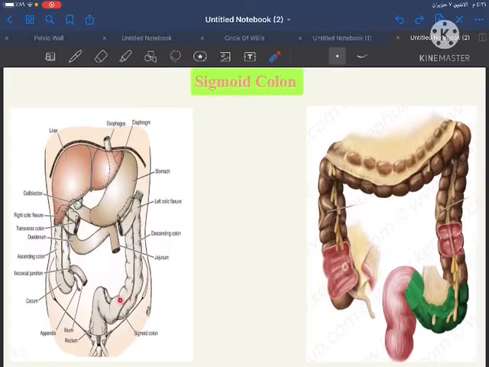Sigmoid colon. The sigmoid colon is located in the pelvic cavity as a continuation of the descending colon. The length of this colon is 25 centimeters, and in some persons reaches 38 centimeters. It's mobile, so it needs support in this position. A mesentery called the sigmoid mesocolon holds the sigmoid colon in this position. The sigmoid colon is considered a mobile structure located intraperitoneally.